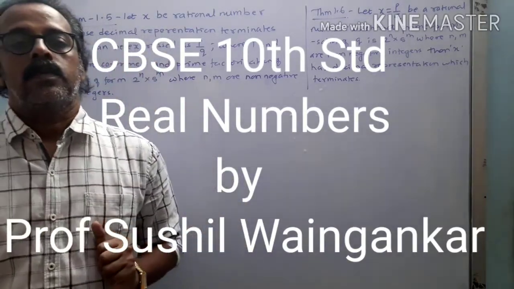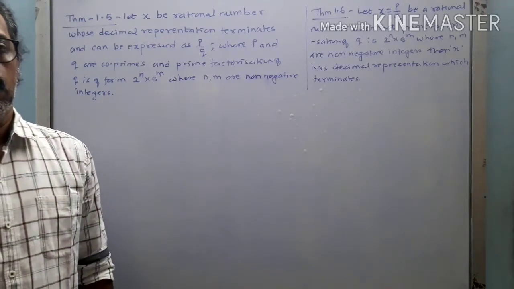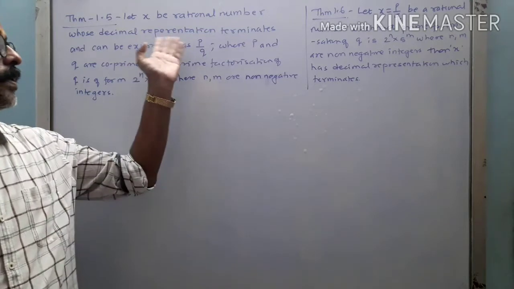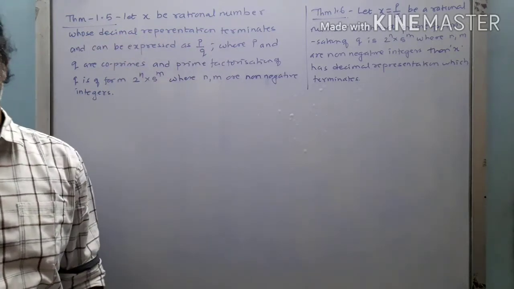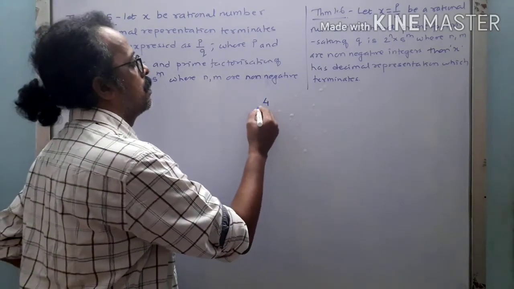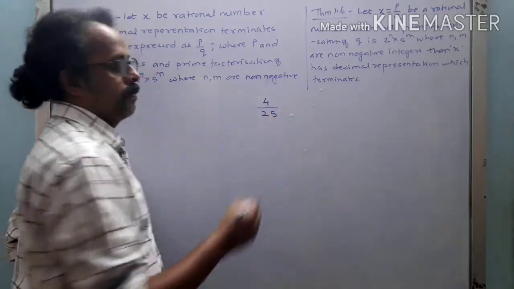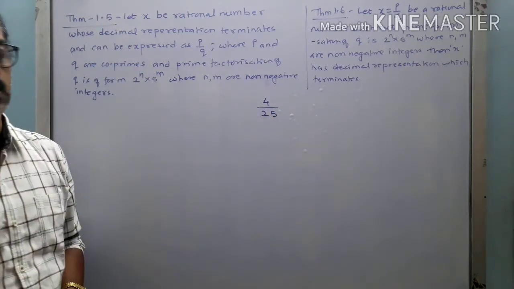Today we are going to start with the last two theorems of the first chapter, that is the real numbers. These theorems are again related to the terminating and non-terminating decimal representation. Suppose a number is given to you, that is 4 upon 25. Obviously we could say that yes, it is a terminating decimal. How can we say that?